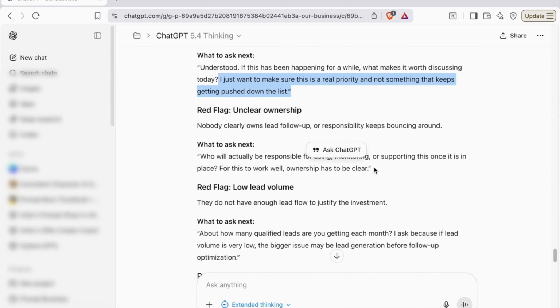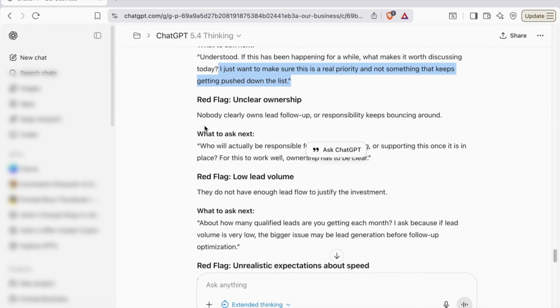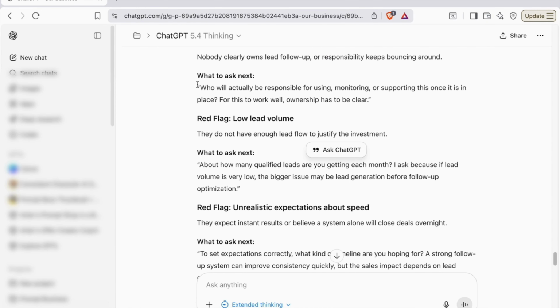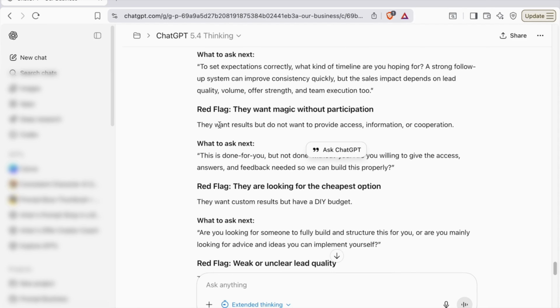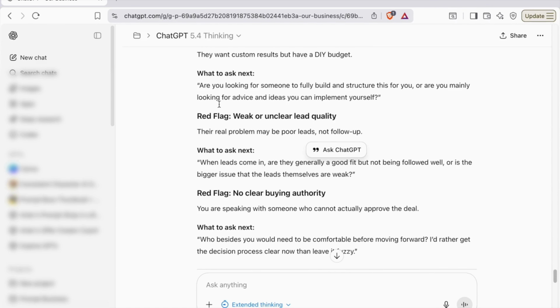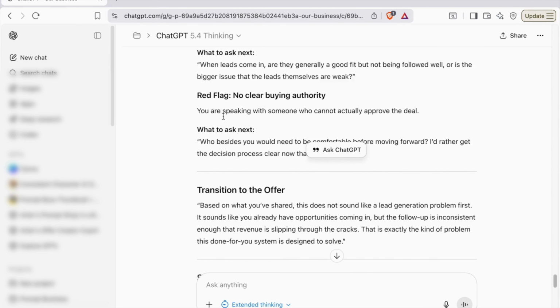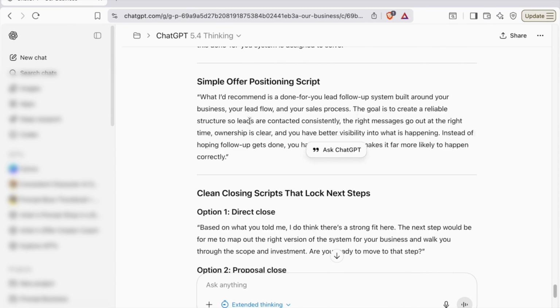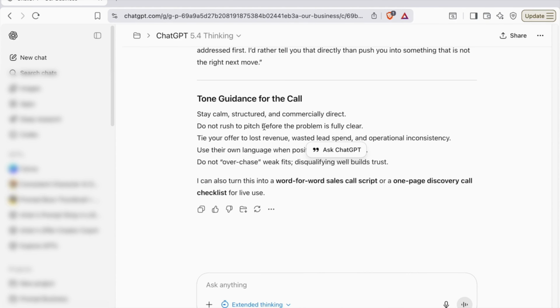Okay. If there's no clear ownership, here's what you would ask them: who will actually be responsible for using, monitoring, or supporting this once it's in place? So that's some of the things you would use. So we specifically gave it our objection handling to help it form this. And here's the offer positioning and our closing steps.